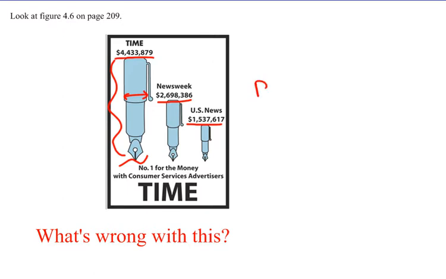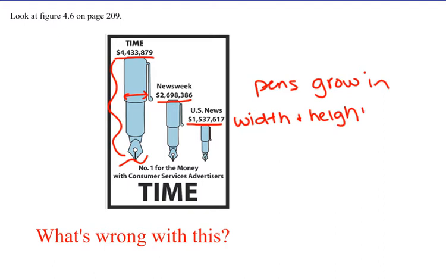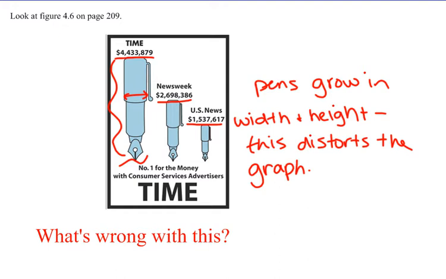So if they ask what's wrong with it, the pens grow in width and height. We would say that this distorts the graph, so it makes it look like it's more than it is. And to correct this, if they asked us that, the graph should only grow in height. We never change the width.